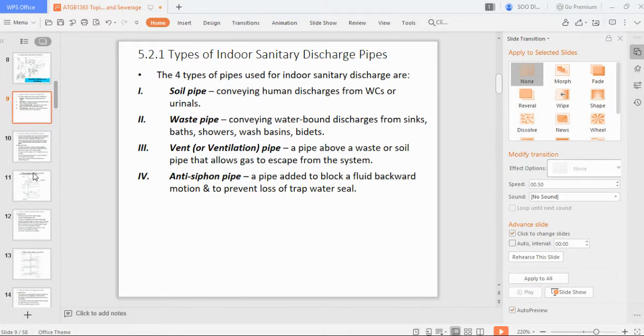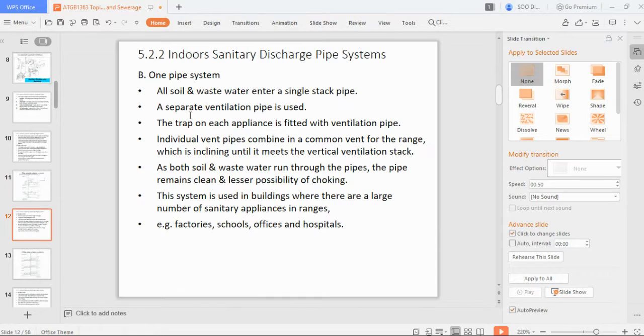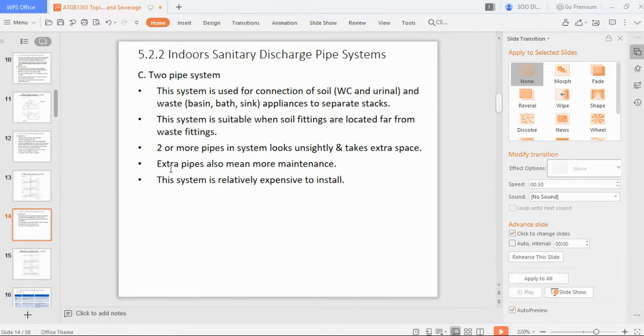This will always be available inside your building. You actually don't have to mention it because all of this will be available, but you need to identify what sort of system. The first important thing you need to explain is whether it is a single stack system, a one pipe system, or a two pipe system. This is one of the most important things to mention in your sanitary and sewage system. Different buildings require different piping systems.